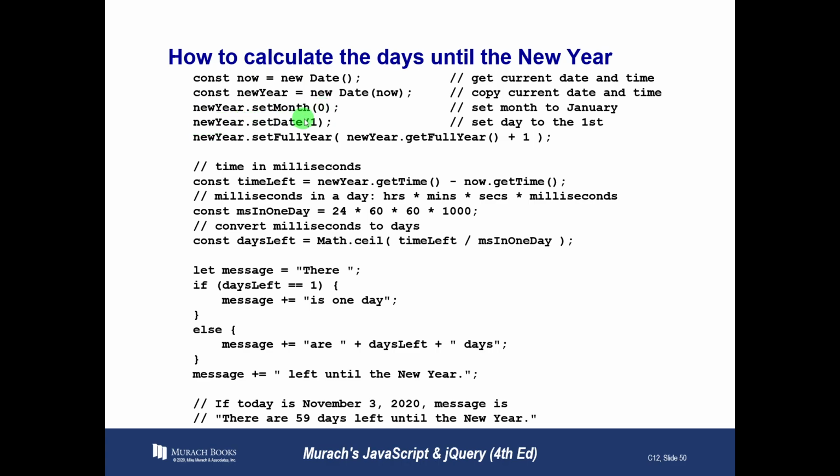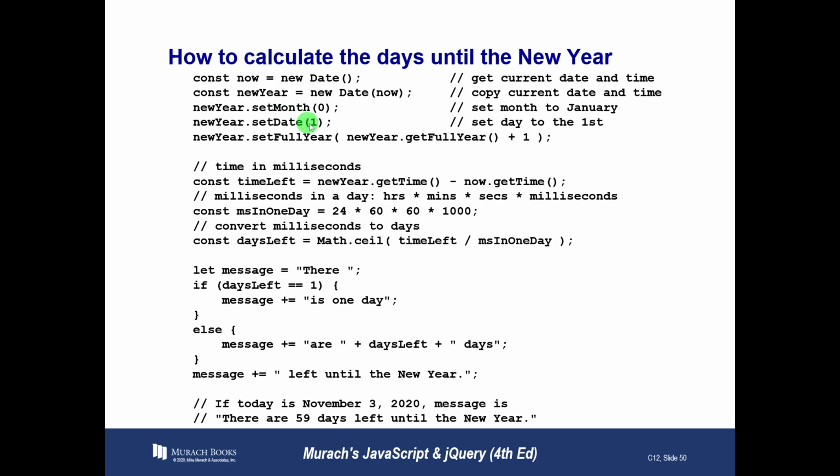We're going to set the date to 1, and then we're going to get the full year out of our current date, and we're going to add 1 to it. So it'll be January 1st of next year, which is New Year's. So we're altering this New Year date and changing it to New Year's Day for the coming year. Okay. So now we have today's date and we have New Year's date.